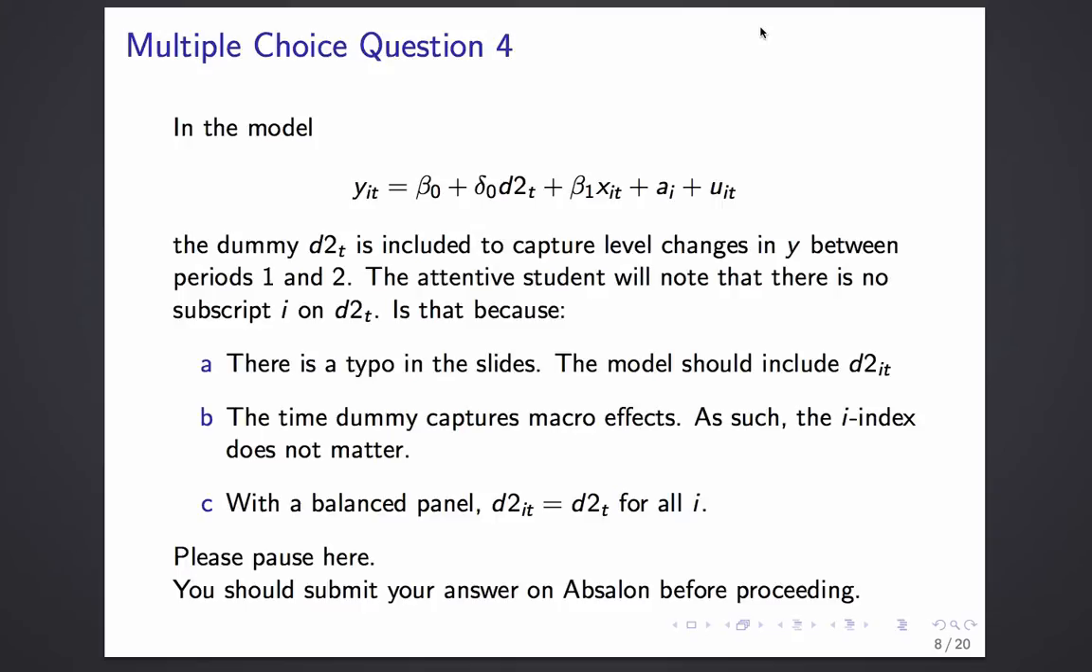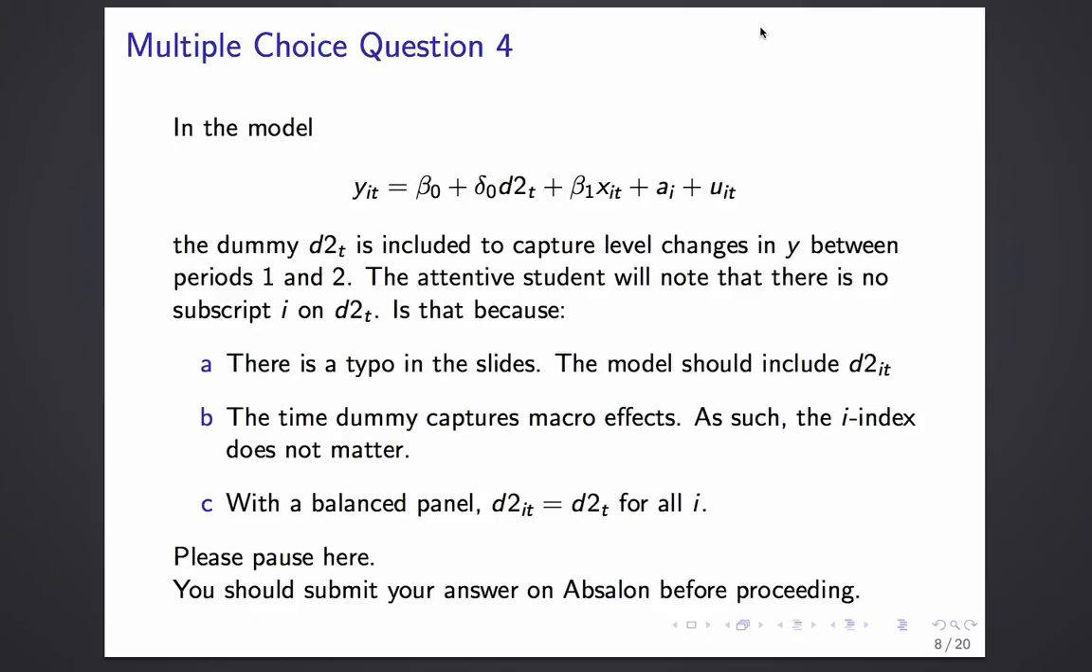So in this model, where y is a function of x and we have these two components of the combined error term, we've included this dummy d2 subscript t. And that dummy is included to capture level changes in y between periods 1 and 2. Now, the attentive student will note that there's no subscript i on the time dummy.